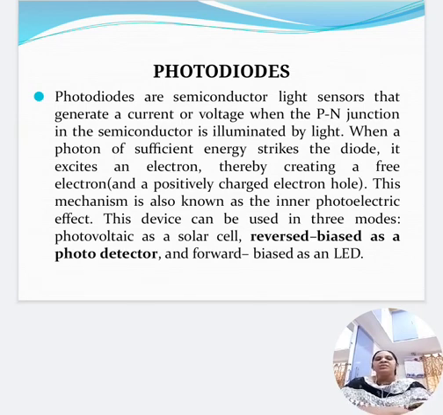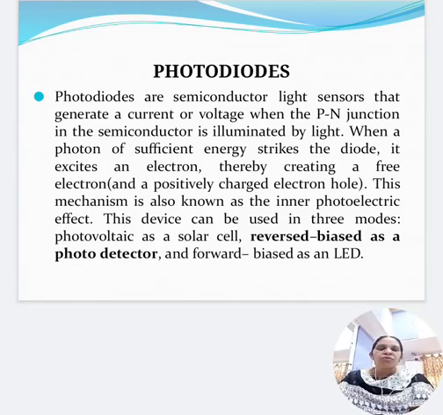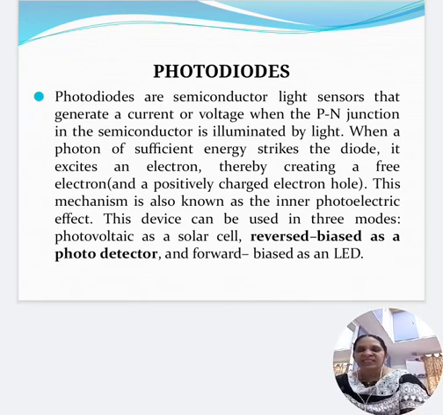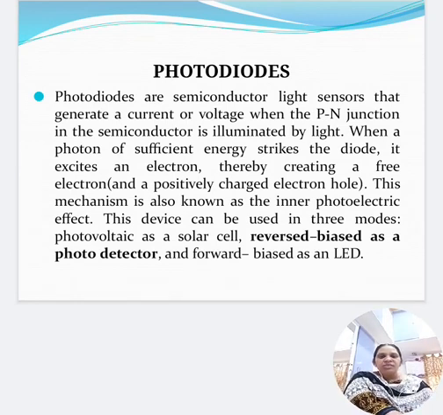So we are considering the reverse bias condition because we want to use the photodiode as a photodetector. It works on the photoelectric principle. That is, when light energy falls on the junction, electrons begin to become free. When this energy strikes the diode, it excites an electron, thereby creating a free electron. This mechanism is known as photoelectric current. The device can be used in three modes: as a photovoltaic solar cell, or in reverse bias as a photodetector. So we are considering it as a photodetector, and we'll be using the photodiode in the reverse bias condition.